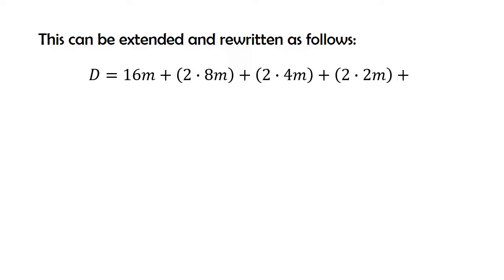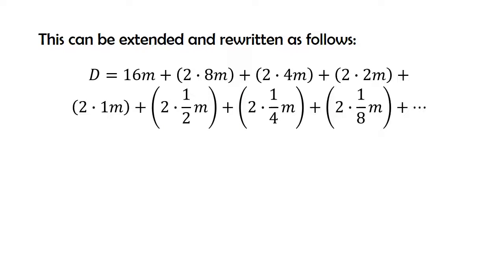Now let's extend this a little bit. We'll add more terms and rewrite it in the following way, putting in some actual values. The total distance d is equal to 16 meters plus 2 times 8 meters plus 2 times 4 meters plus 2 times 2 meters plus 2 times 1 meter plus 2 times 1/2 meter plus 2 times 1/4 meter plus 2 times 1/8 meter, and so on and so on and so on. And you'll notice that the fractions are getting smaller and smaller and smaller.